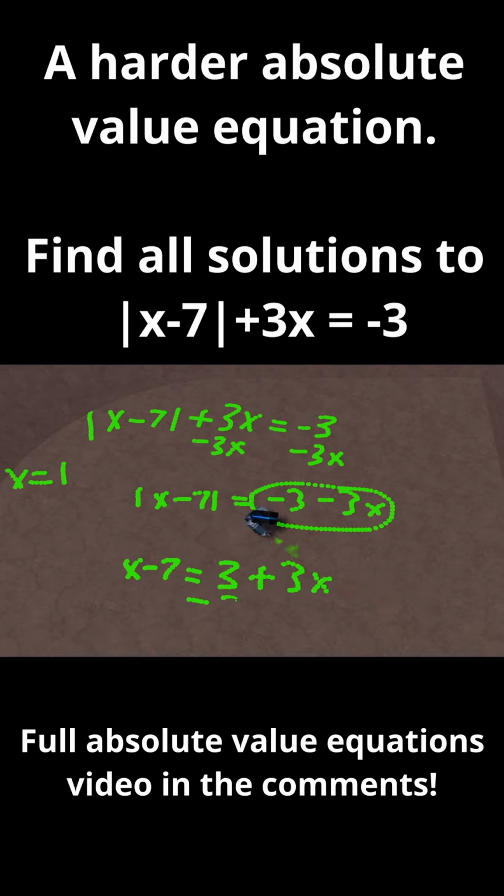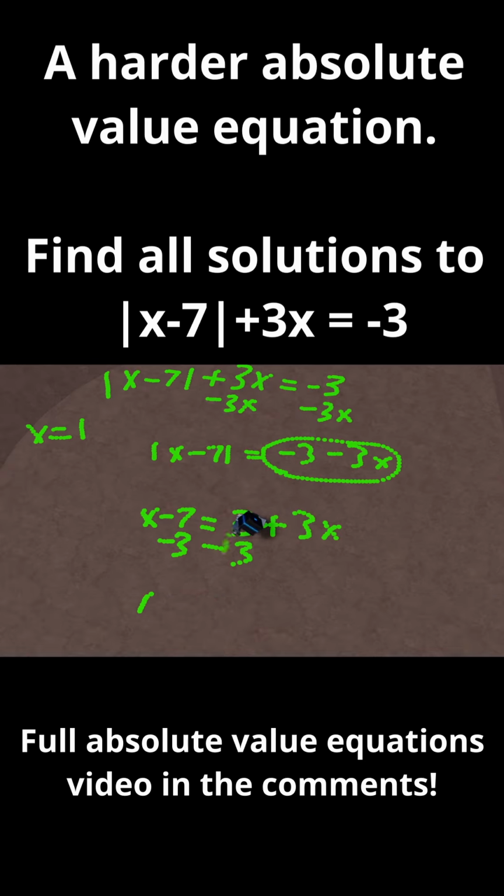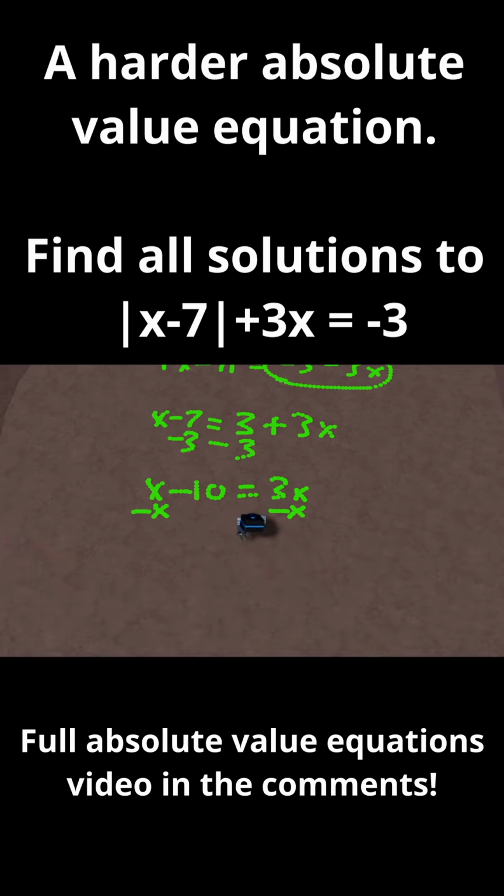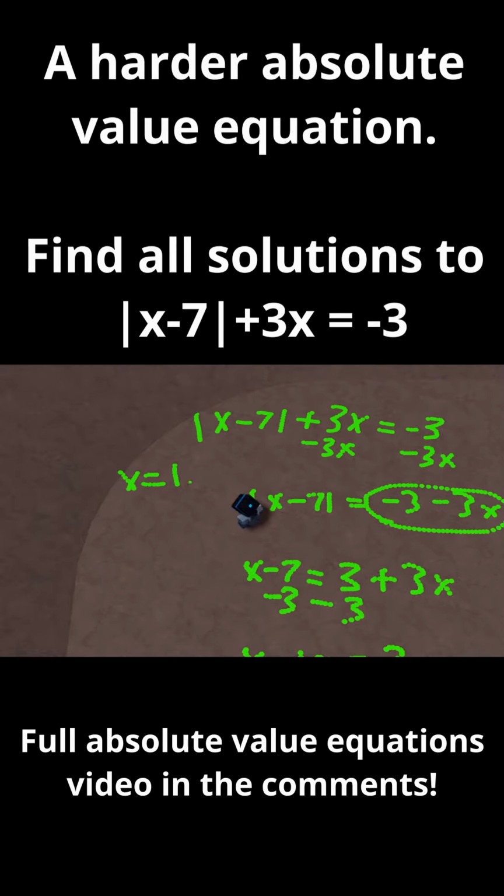To solve for x, subtract 3 from both sides. Then I'll have x minus 10 is equal to 3x. So just subtract x from both sides now. And if I do that, I'll have minus 10 is equal to 2x. Just divide by 2 on both sides now. And if I do that, I'll have minus 5 is equal to x. So now we have two solutions. We have x equals 1 and x equals negative 5.